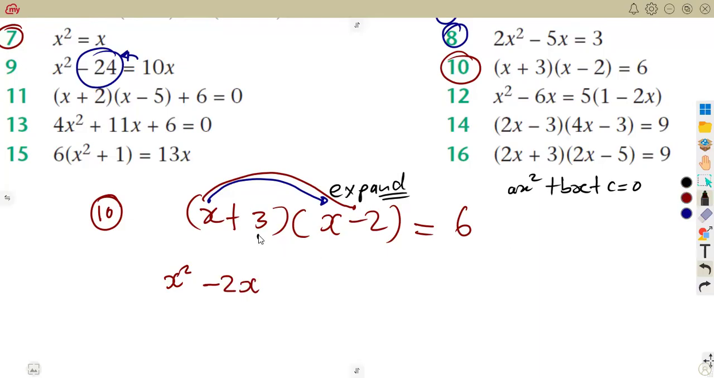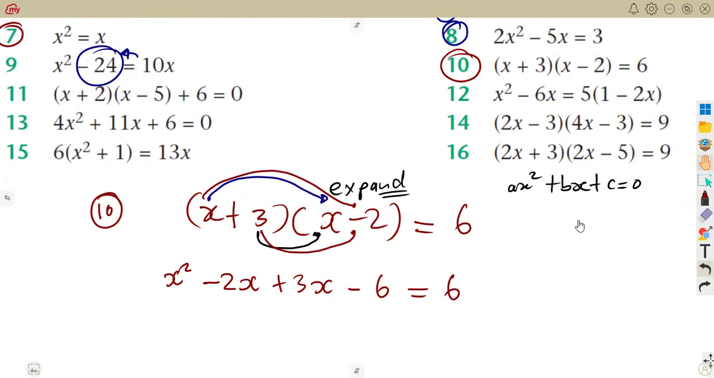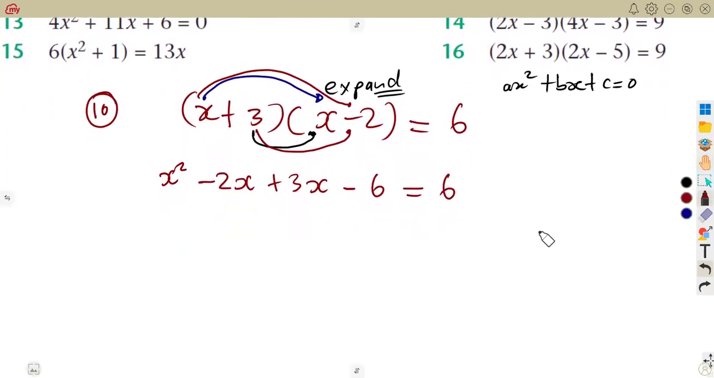We are done with x. We move on to the plus 3. 3 multiply x. We are done with this. We move on to the other one. 3 and minus 2. That is going to give us a minus 6. That's equal to a positive 6. All right. We are still on our expression. So this is going to give us x squared. If we add these two, minus 2 plus 3, that's a positive 1 there. So that's positive x minus 6 is equal to 6.